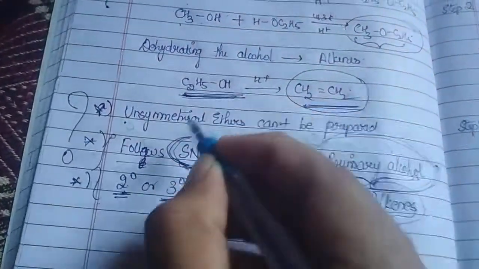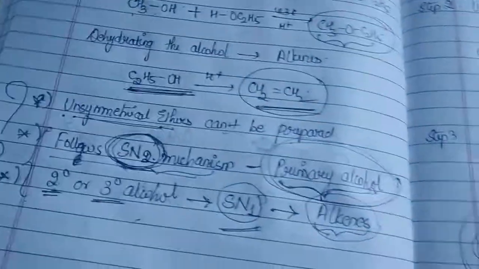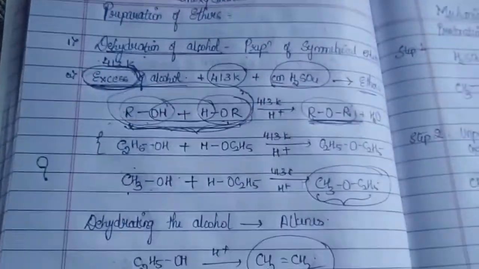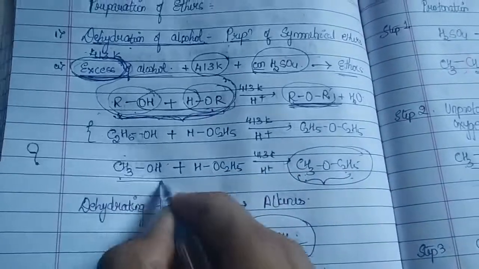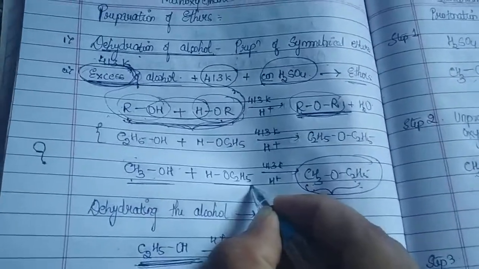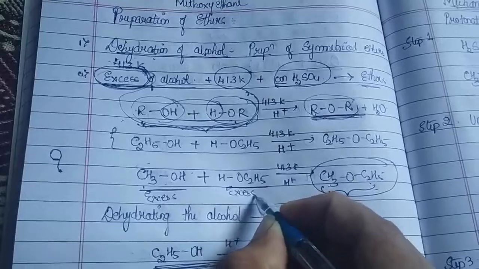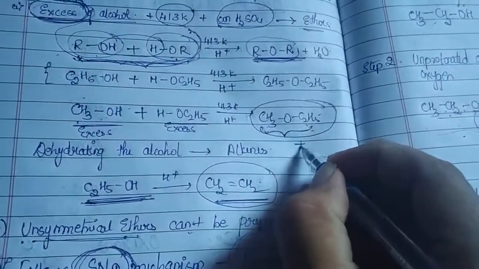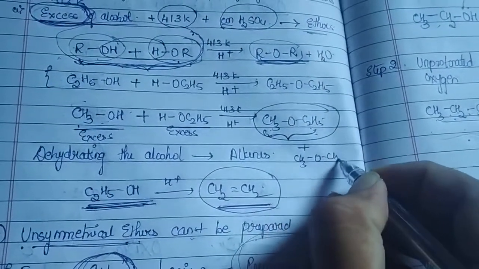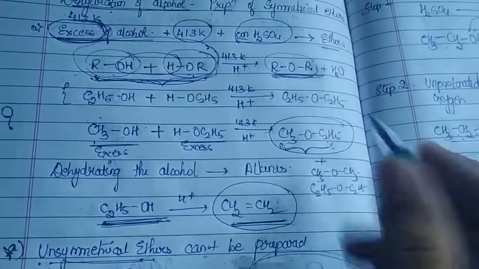Now the question arises, okay sir, we came to know about these two things. Why are we saying that unsymmetrical ethers can't be prepared? Now here comes the concept. When we are talking about the dehydration of alcohols, if you want to prepare methoxyethane, we have to choose methanol and also ethanol. This is also in excess. So what will happen? It will not stop the reaction only over here. On top of this, we'll also be getting methoxymethane, CH3OCH3, and also ethoxyethane, C2H5OC2H5.